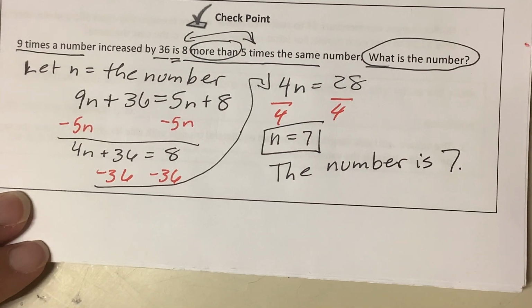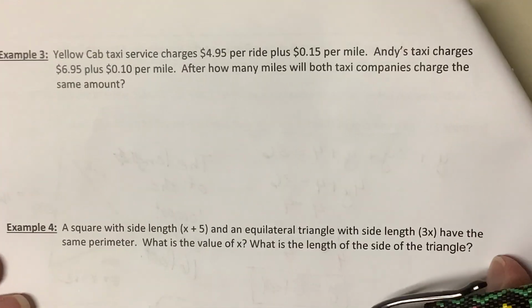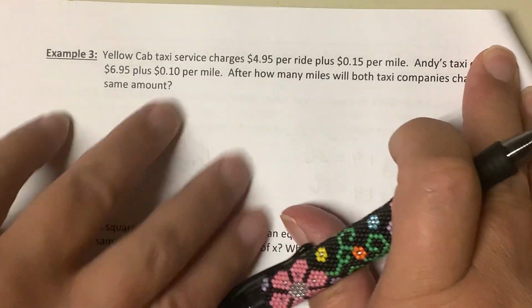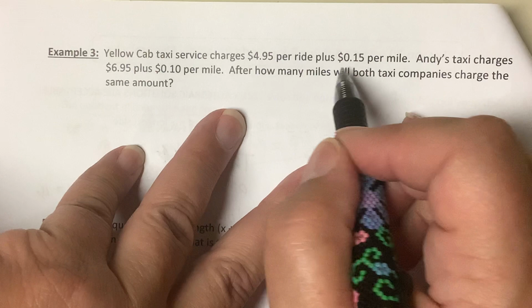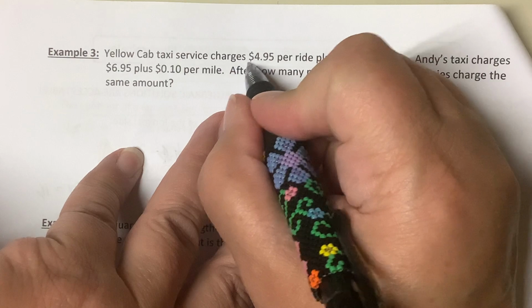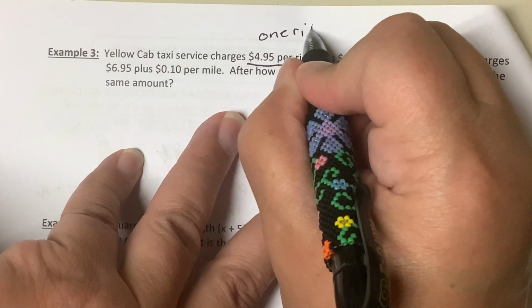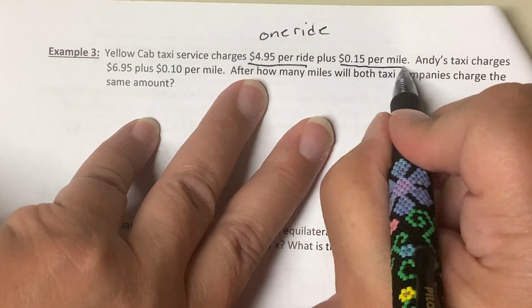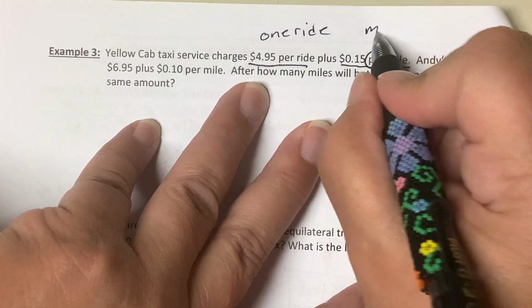Yeah, not horrible. Let's try the next page and see what happens. Yellow Cab Taxi Company has a service charge, and there's 2 parts. This is per ride, this is per mile. You only go on one ride, so this $4.95 per ride is for only one ride, whereas this 50 cents per mile is going to be my variable because you go many miles.